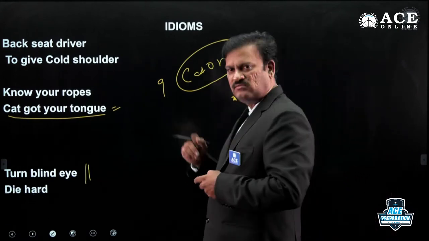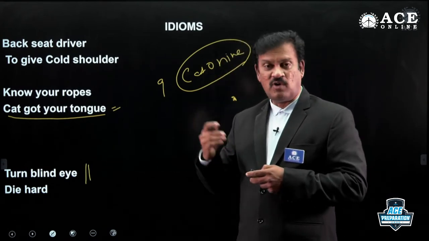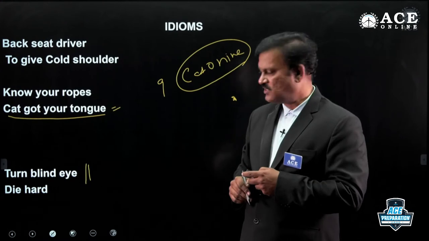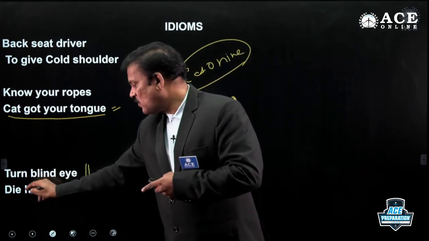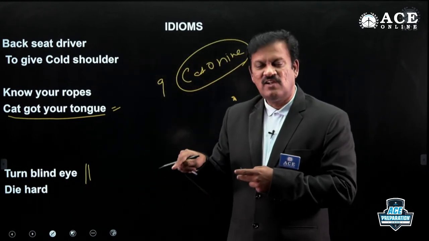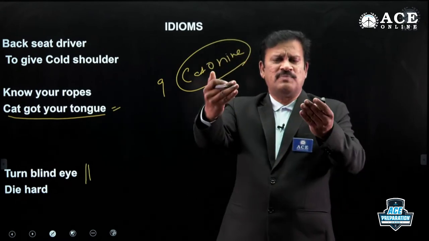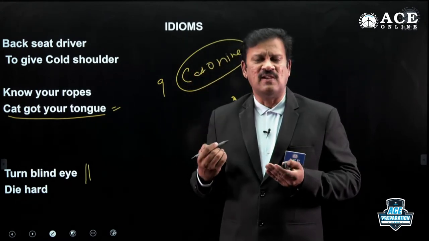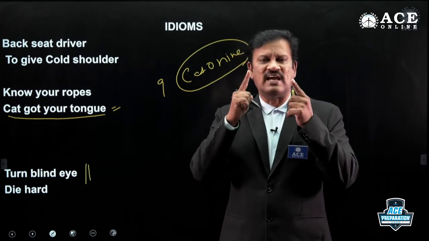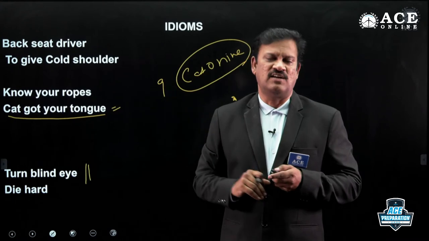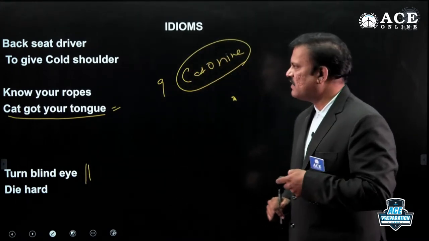Die Hard. I don't know whether this generation knows the movie. Die Hard 1, Die Hard 2, Die Hard 3, there are so many in the series. Die hard means don't give up. Die, what is the opposite of this? Die easily. I think this was taken from soldiers. Soldiers were being attacked, enemies were coming, and the commander gives them instruction: die hard, don't die easily. Fight and then die, but don't die easily. So die hard means don't give up. That's the meaning of that.